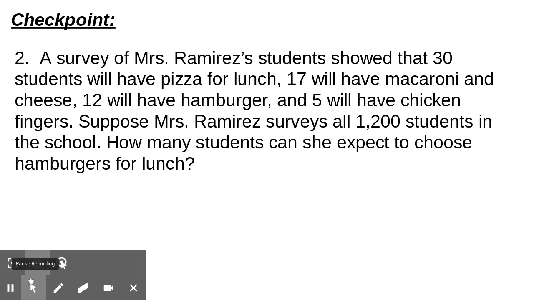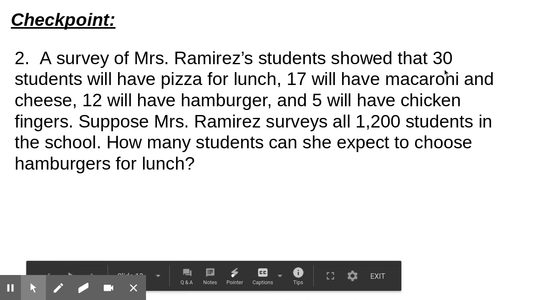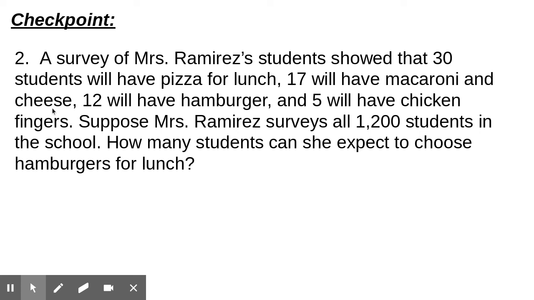Okay, so a survey of Mrs. Ramirez's students showed that 30 students will have pizza for lunch, 17 will have macaroni and cheese, 12 will have hamburgers, and 5 will have chicken fingers. Suppose that Mrs. Ramirez surveys all 1,200 students in the school. How many students will she expect to choose hamburgers for lunch?